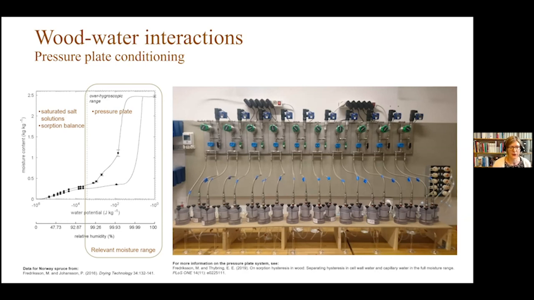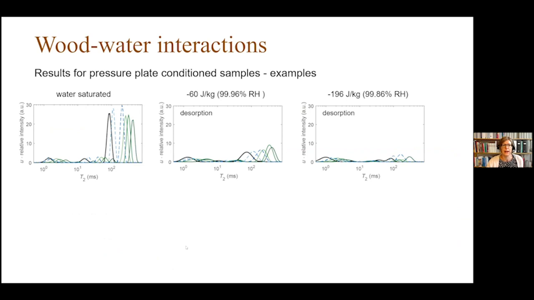And I will not go into detail on this now. You can read this paper if you want more information. But it's basically a technique where you can get well-defined high moisture levels. So just to show you some examples, these data are quite new and they are not fully evaluated, but these are some examples where you can see how the distribution of water within the wood changes for the different treatments and at different high moisture levels.